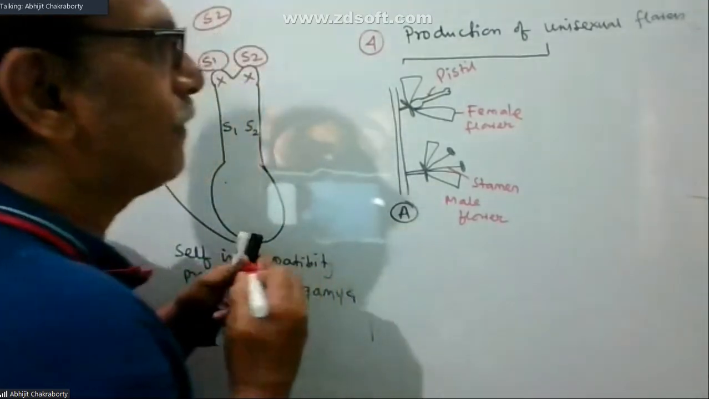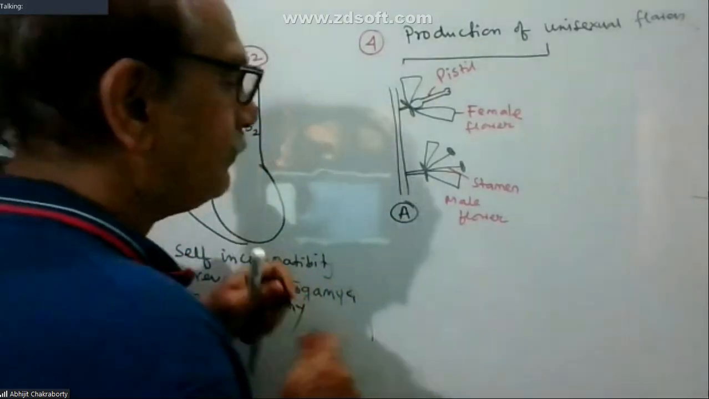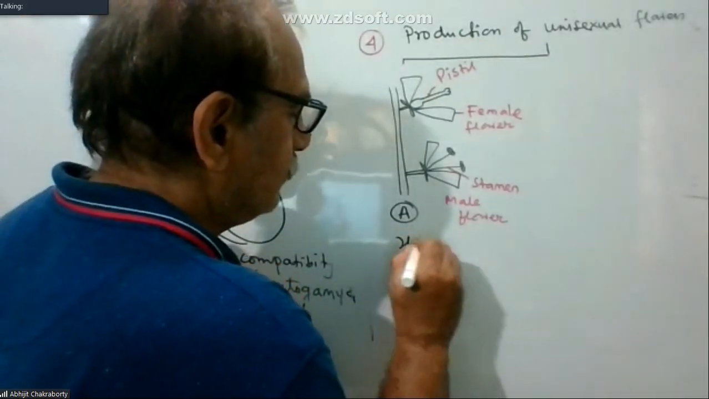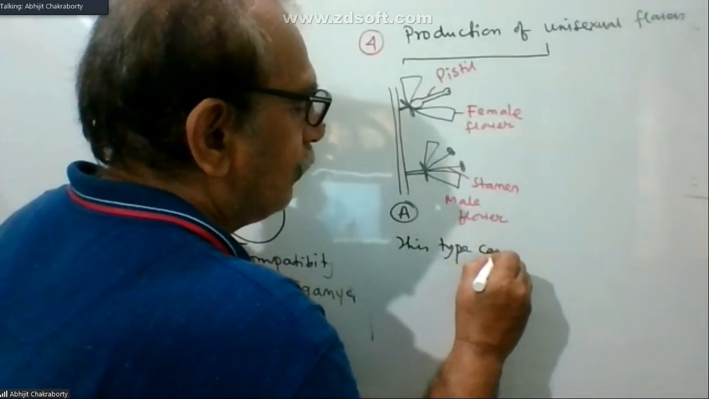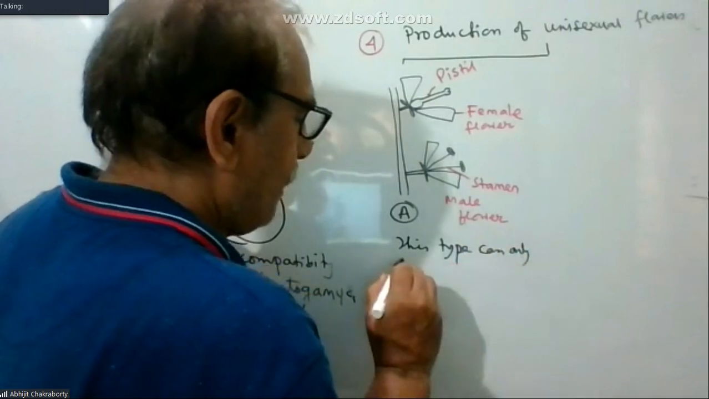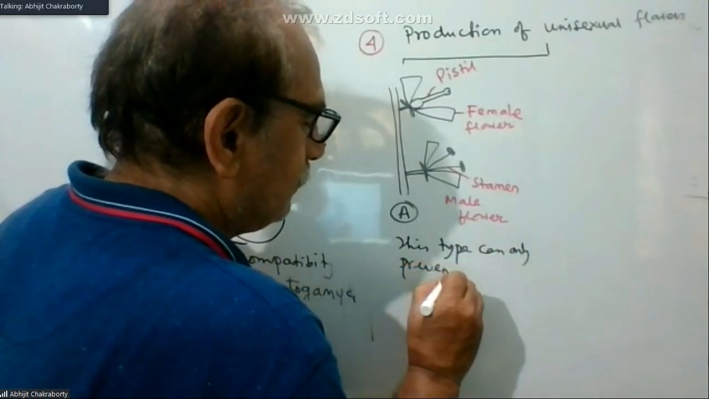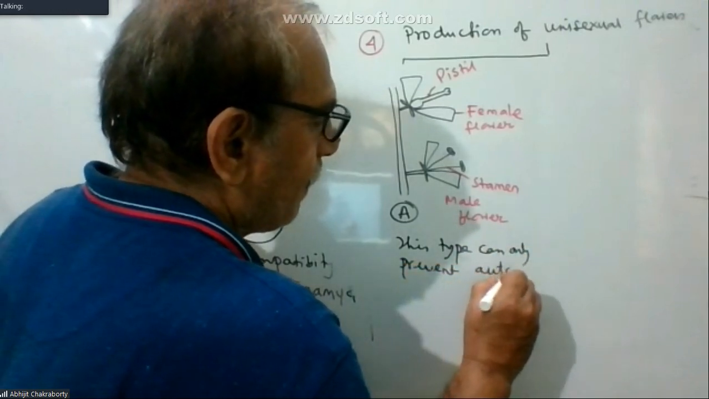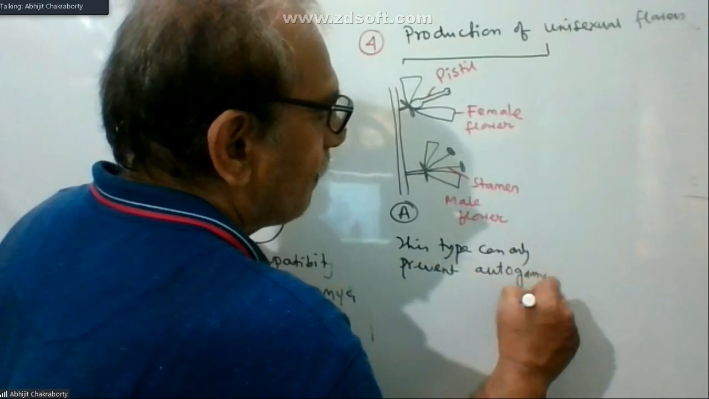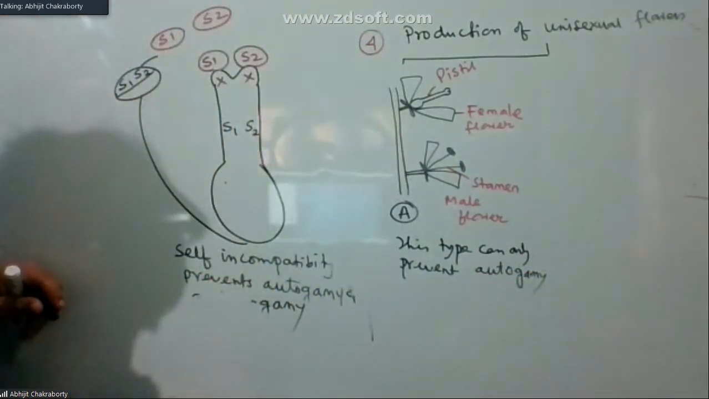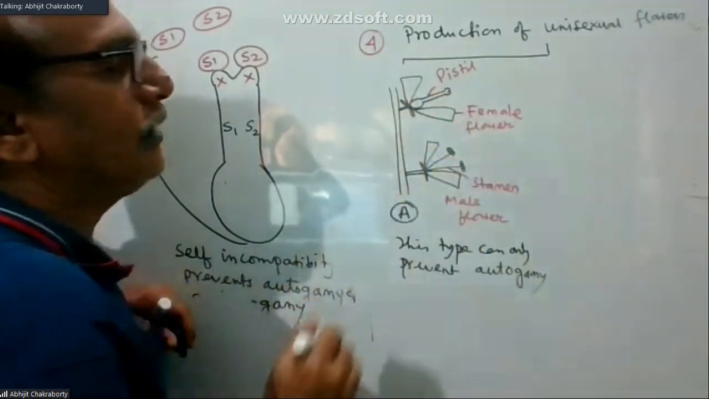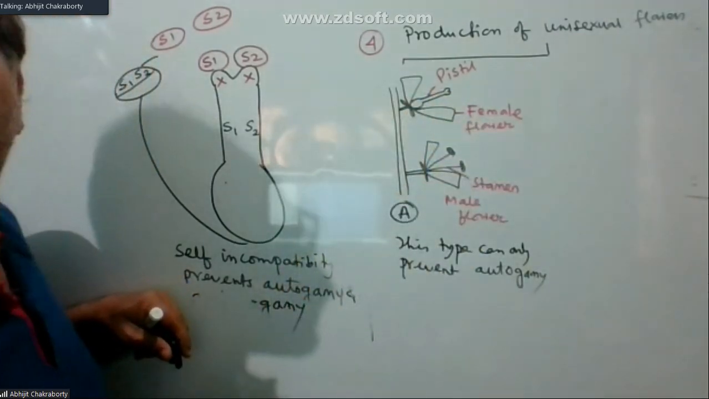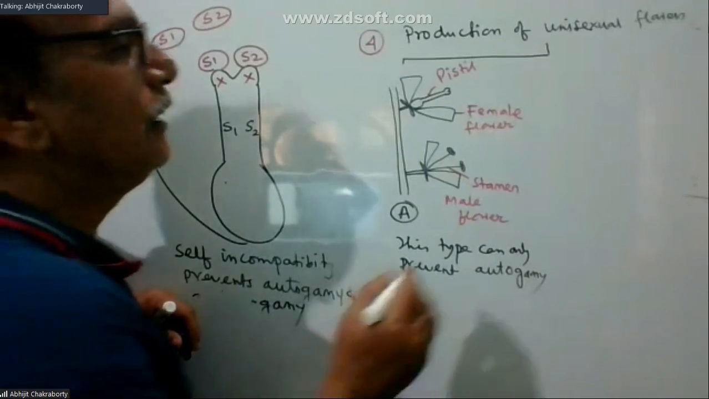If male flowers and female flowers are produced in the same plant, then this unisexuality type can only prevent autogamy. This type can only prevent autogamy because here, as male and female flowers are found in the same plant, geitonogamy can occur. Now the other case.